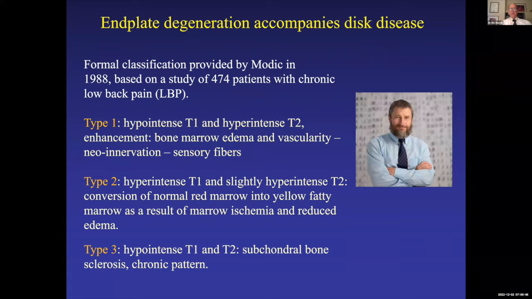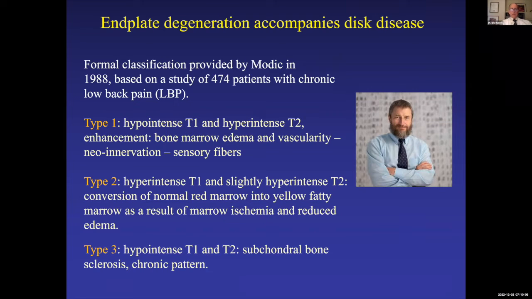But he's sort of given credit, even though he wasn't really the first one to talk about marrow signal changes adjacent to degenerated discs. He's given credit to the point where we have a classification that almost everybody uses. So these are Modic type 1, Modic type 2, and Modic type 3.